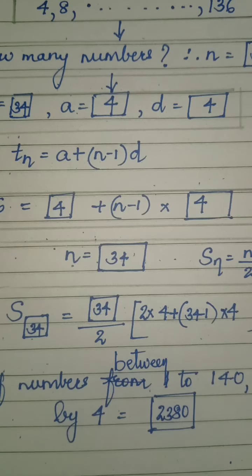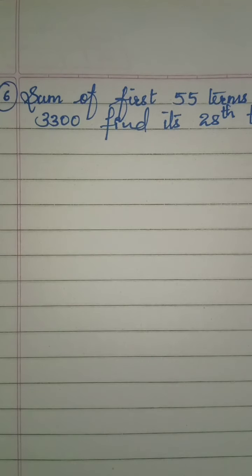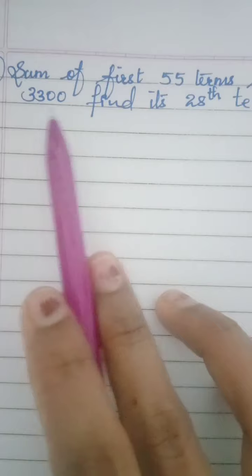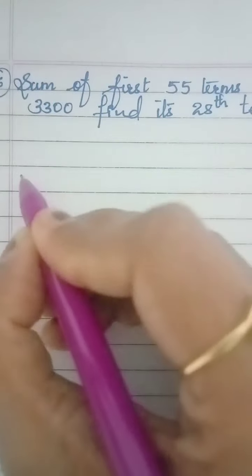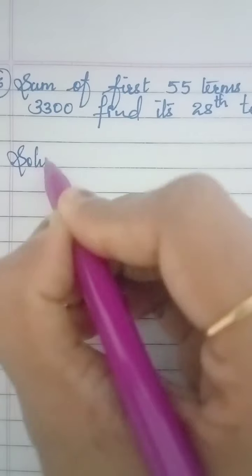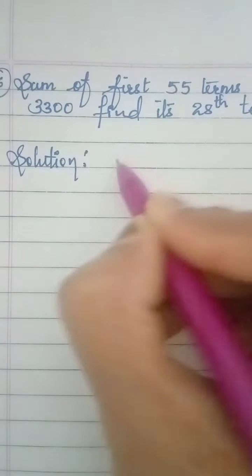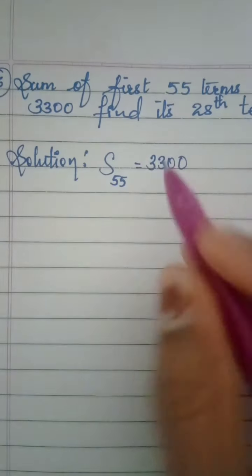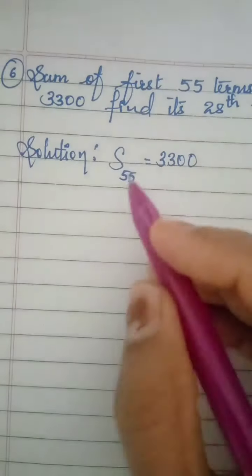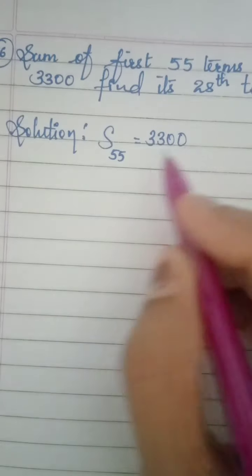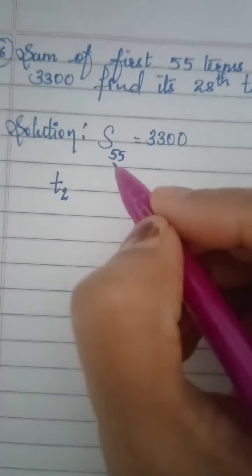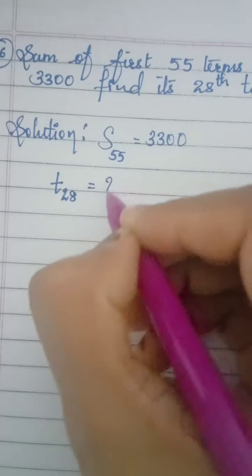Heading on to the next sum. Heading on to the sixth sum, the question is, sum of first 55 terms is 3300. So what is given is, let me start with the solution. Sum of 55 terms means S55. The answer is 3300. Find its 28th term. So if sum of 55 terms is this, can you find the 28th term? So the question is T28 is how much?